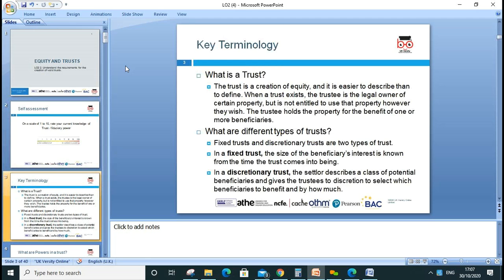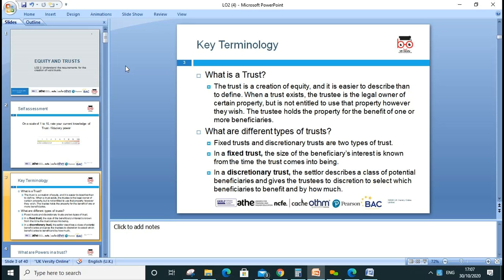Welcome everyone. We'll start. So key terminology in today's lesson, what is a trust? A trust is a creation of equity. We discussed equity, it means your capital, your investment, that's the equity. It is easier to describe than define. When a trust exists, the trustee is the legal owner of certain property. Especially in charities, we use trusts and trustees.